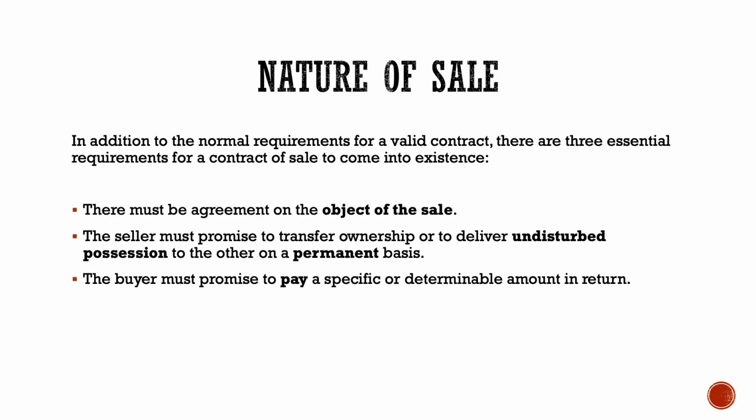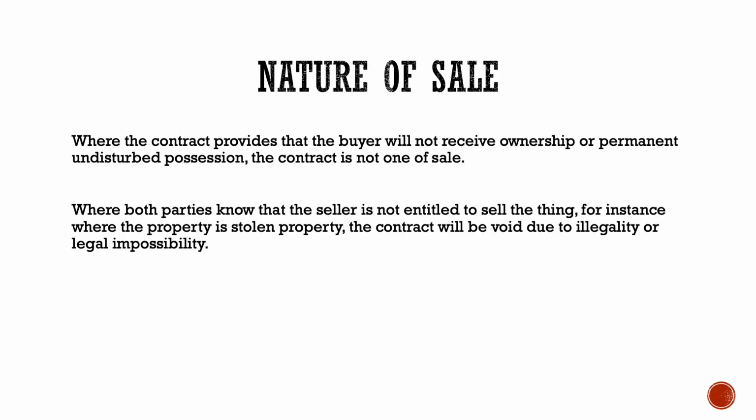This also applies to lease agreements. However, under a lease agreement, the payments are normally done in monthly payments or yearly payments and so on for a specific period. And in this case, under a sale, the thing is given a determinable amount, and that amount should be paid in order for that transaction to be complete. So where the contract provides that the buyer will not receive ownership or permanent undisturbed possession, the contract is not one of sale, it's probably going to be one of lease.